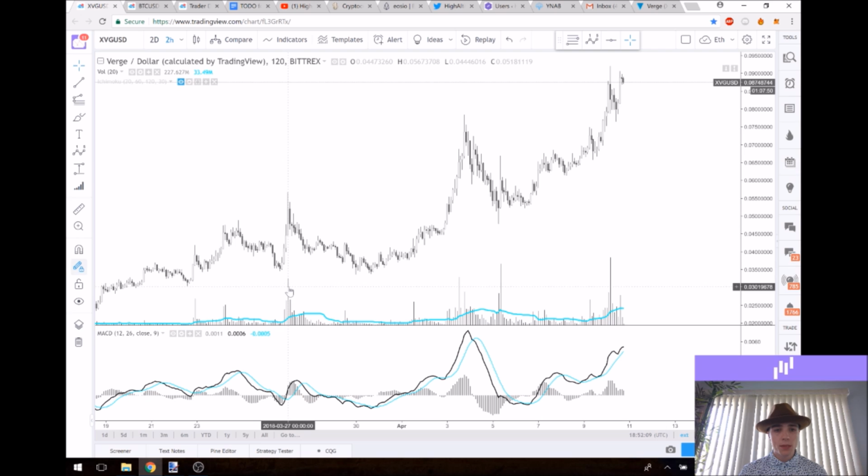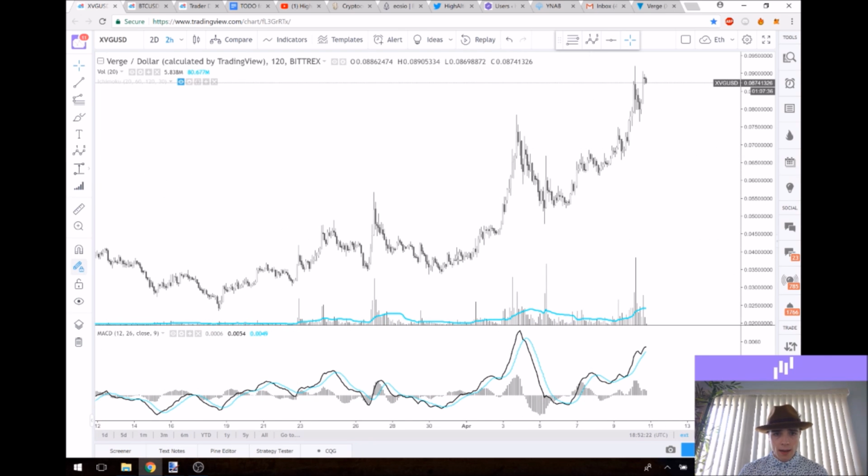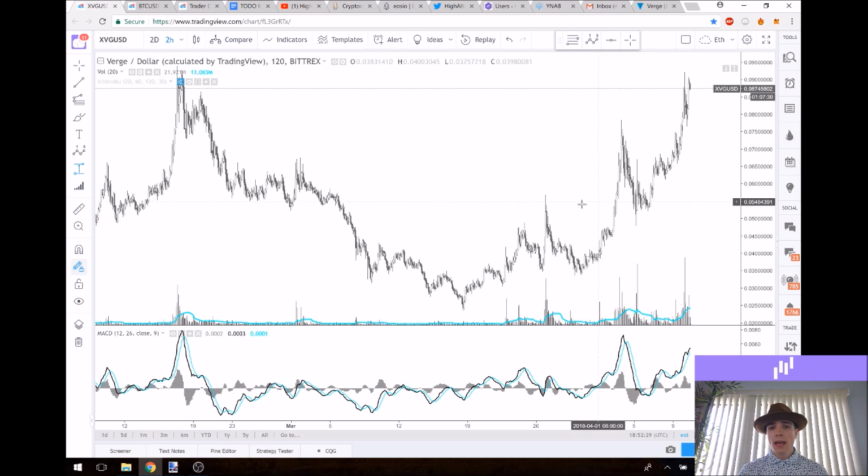We had a nice volume spike right here, about 227 million US dollars came in right here at 3 cents, and it started to rally very significantly since then. After that volume spike it has been about 160% on the upside, and I'm expecting more out of this.